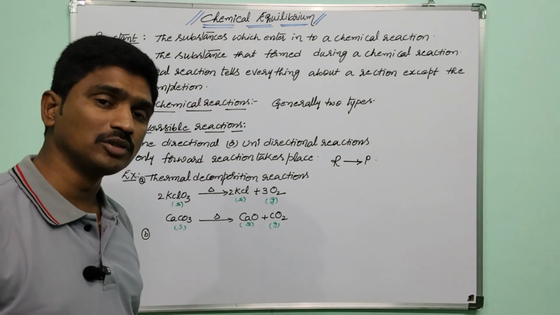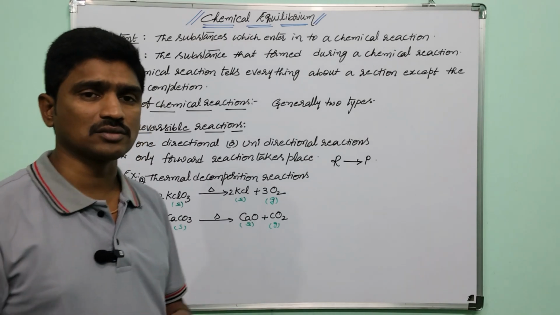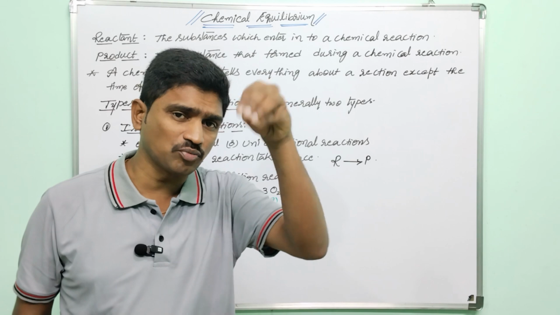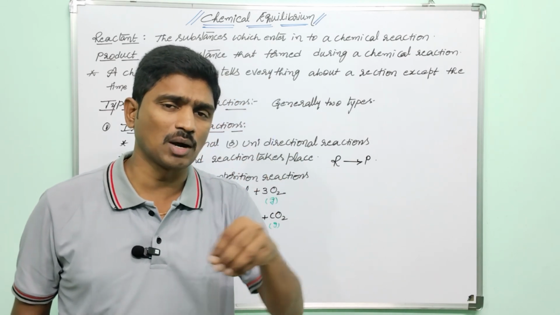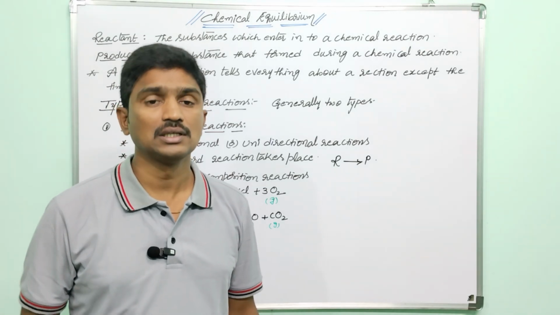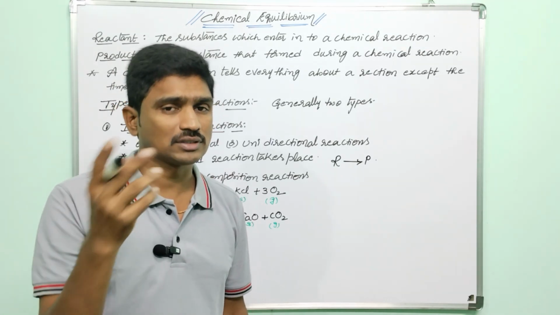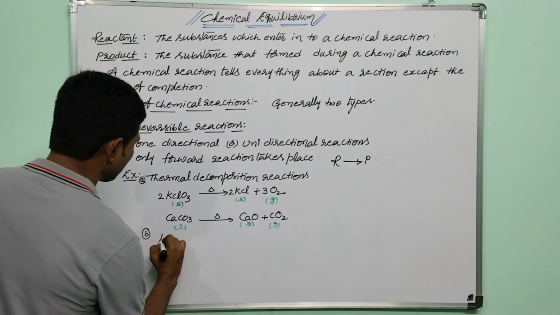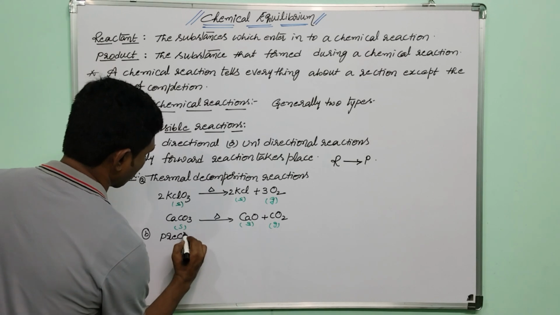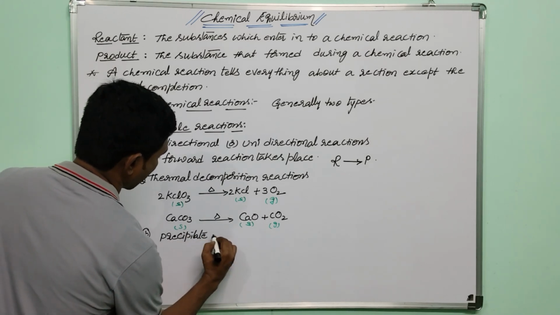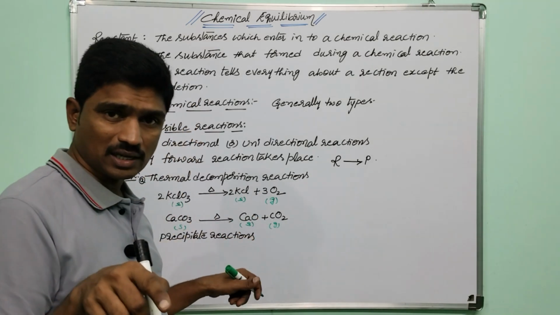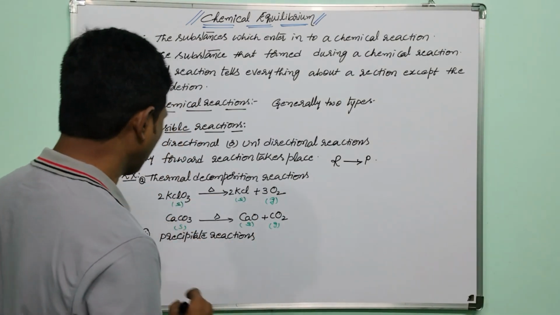Second type, precipitation reaction. If during a chemical reaction a solid component, a precipitate, is formed, then it never comes back to give reactants. Such reactions are called irreversible reactions. So precipitation reactions also come under irreversible reactions. See one example.